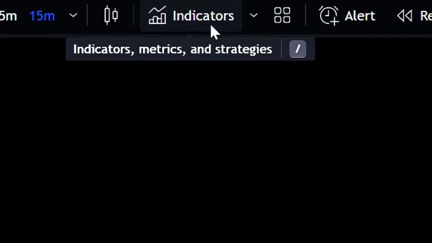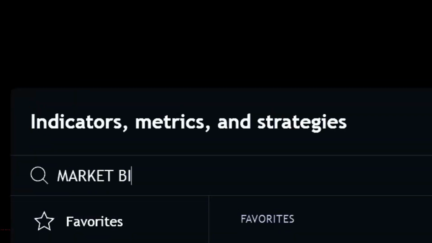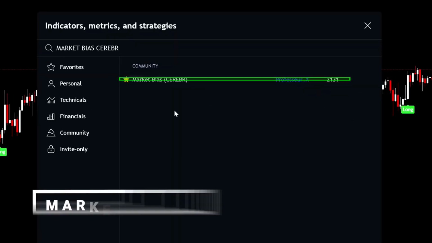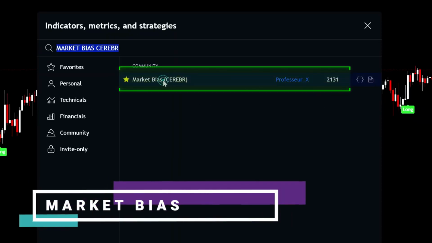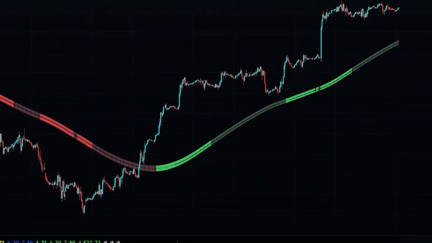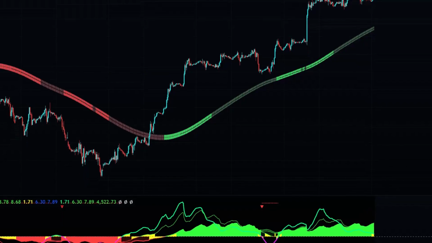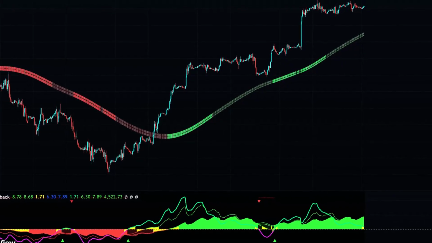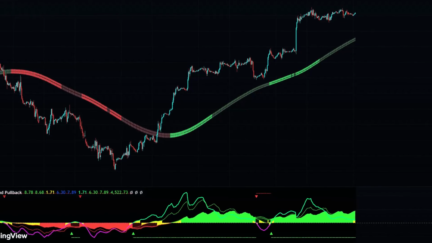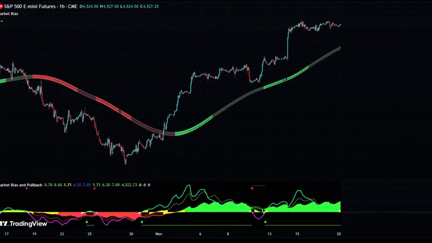So head back to the indicator section just like before, and this time type in market bias and hit enter. Then from the results, select this one and click on it to add it to the chart. The market bias indicator is really a clever tool. It uses smoothed Heikin-Ashi candles to try and determine the overall trend of the market. The coloring system is designed to quickly show you strong and weak market conditions. Bright colors generally suggest a strong trend, while darker colors indicate a weaker or more uncertain environment.